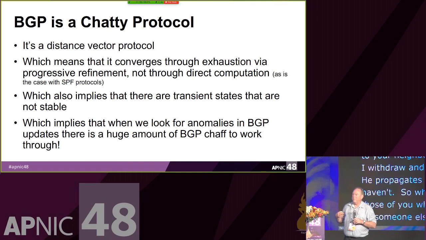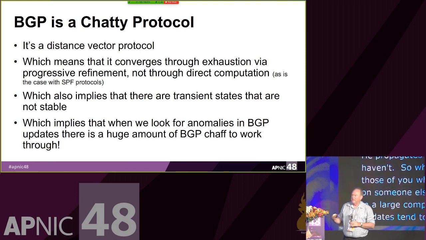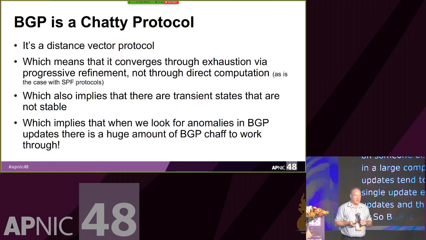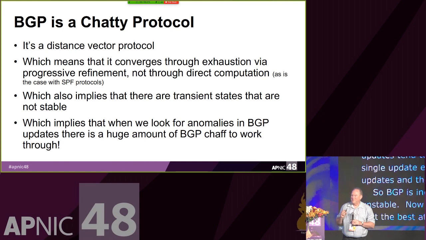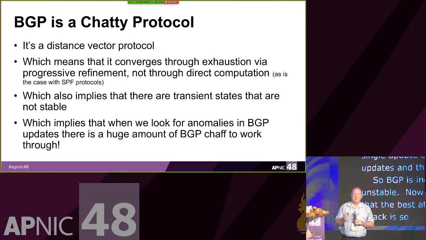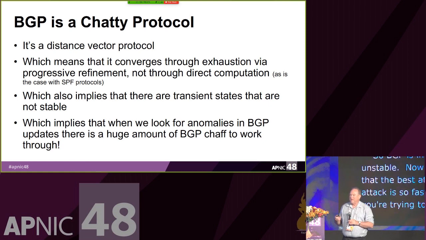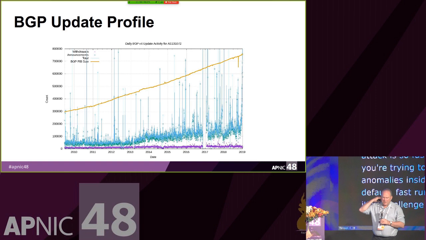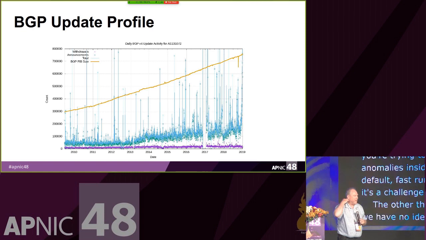So what you find in a large, complex BGP mesh is the withdrawals and the updates tend to struggle against each other. And a single update event at source might become 20 updates and then a withdrawal. So BGP is incredibly noisy and incredibly unstable. Now, spot the anomaly. And don't forget, too, that the best attack lasts for 15 seconds. The best attack is so fast, you don't even notice it. So you're trying to detect fast-running, rapidly moving anomalies inside an environment that generates, by default, fast-running, rapidly moving anomalies. So it's a challenge. The other thing about BGP and BGP security is we have no idea why BGP works the way it does. Absolutely none.